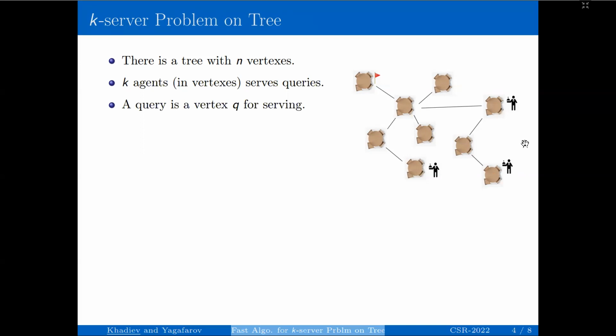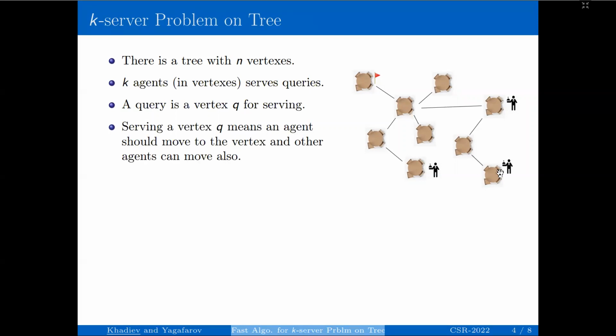We assume that we have a query on vertex number q, and we should serve it. So what does it mean? It means that one of these agents should come to this vertex q. But other agents also can move. We don't have any restriction on moving other agents, but at least one agent should come to this query vertex.